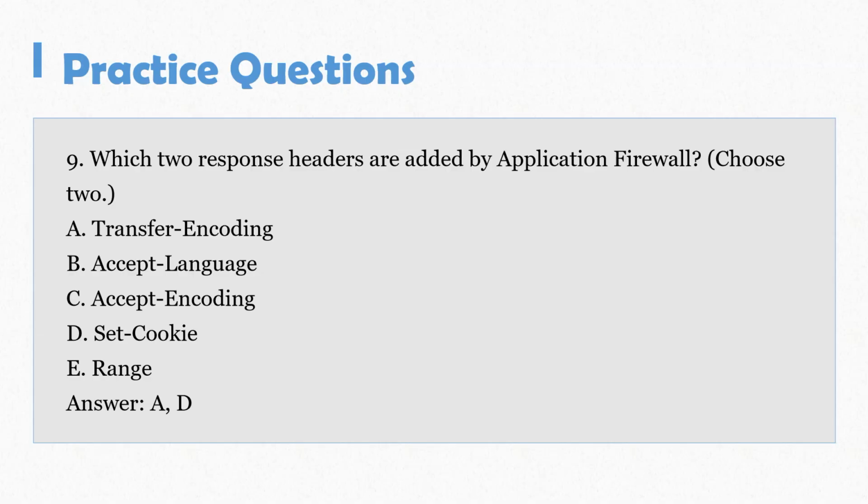9. Which two response headers are added by application firewall? Choose 2. A. Transfer encoding. B. Accept language. C. Accept encoding. D. Set cookie. E. Range. Answer: A, D.